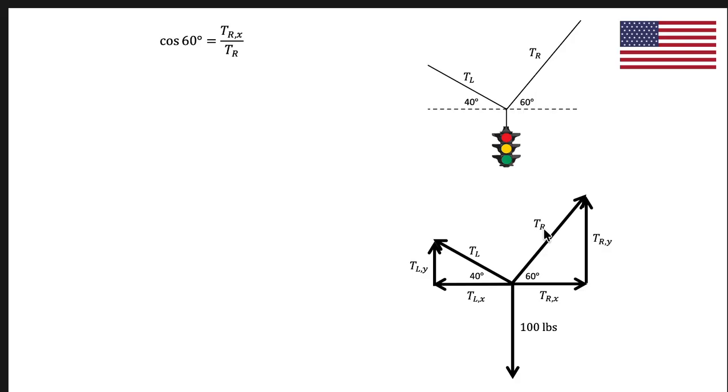Cosine 60 is TRX divided by TR, and we can solve that for TRX. And for the cable on the left, we can do the same thing. TLX is TL cosine 40. TLY is TL sine 40.